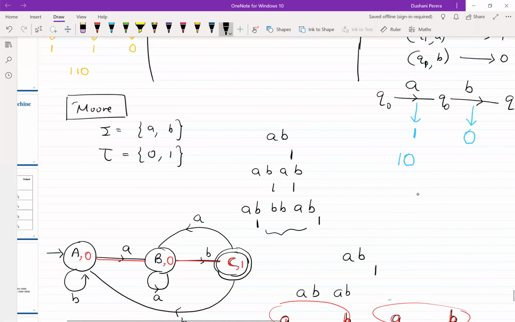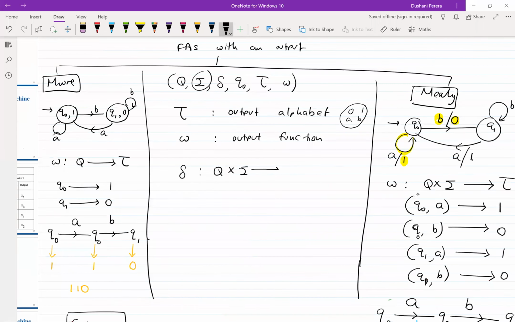Because this delta is a Q cross sigma to Q. Okay, it is just like a DFA, Q cross sigma to Q. So it's deterministic. Okay, these Mealy and Moore machines are deterministic, which means there's only one transition defined for each alphabet symbol for each state.